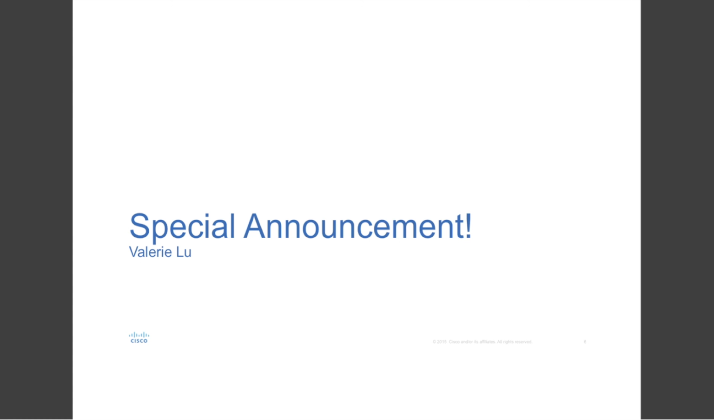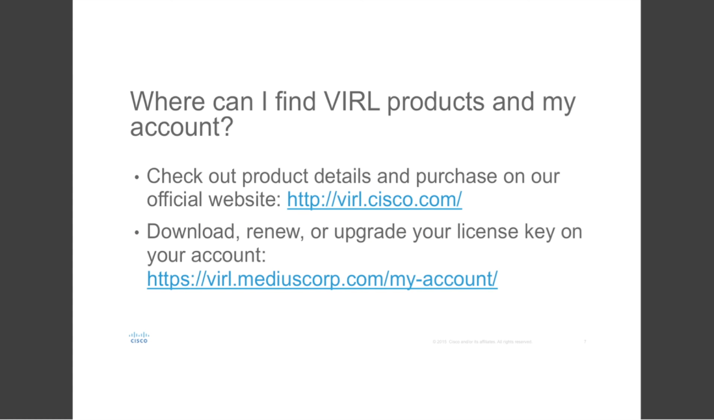And for those of you that have an even larger need for a number of nodes, we are having a 30-node product that's going to be released on November 1st. It will be available to purchase on our website, virl.cisco.com. And so make sure to check there for product details.